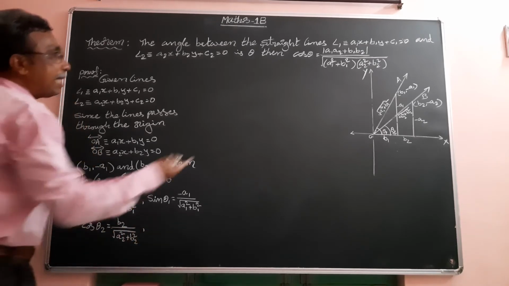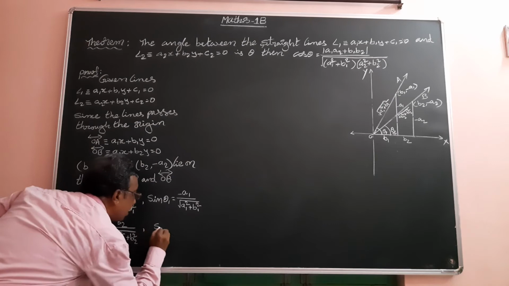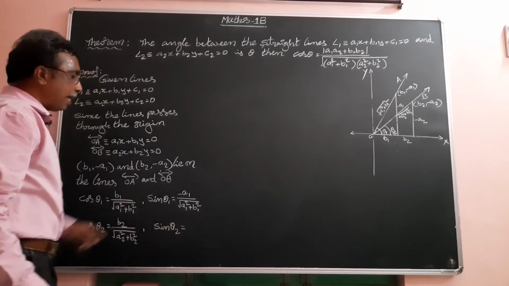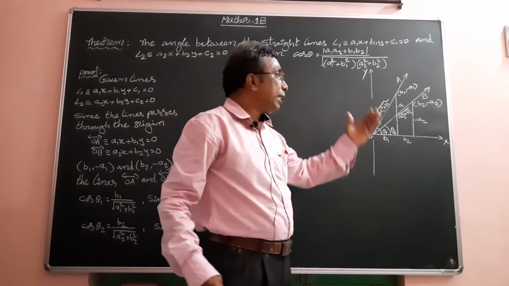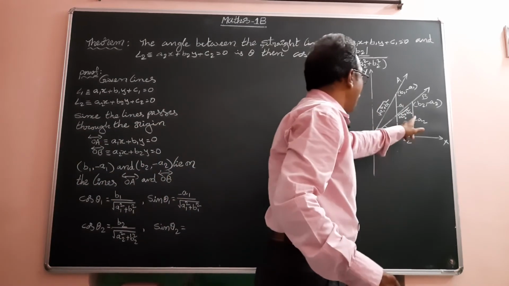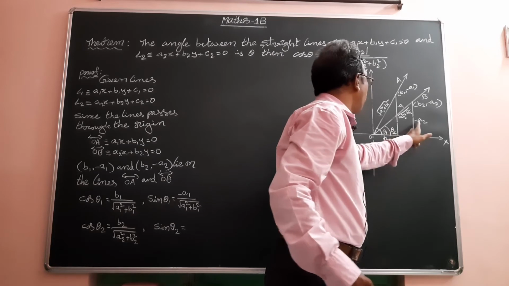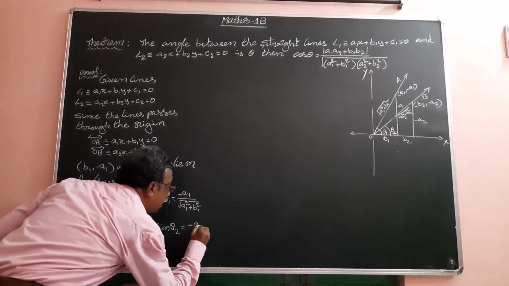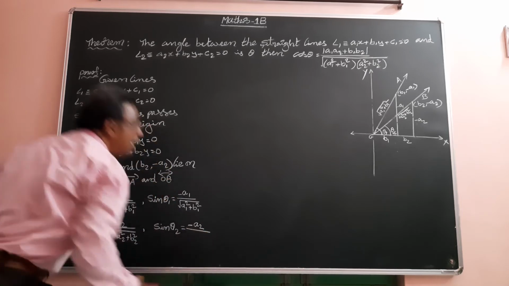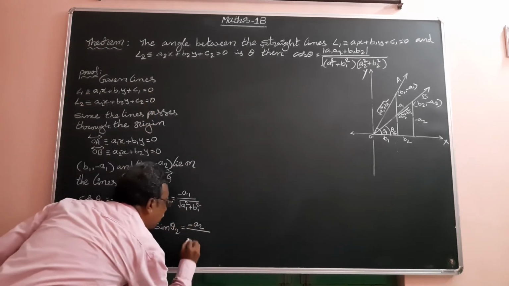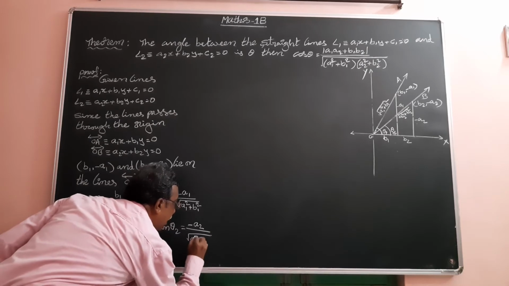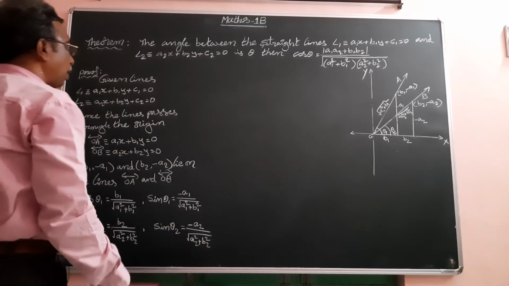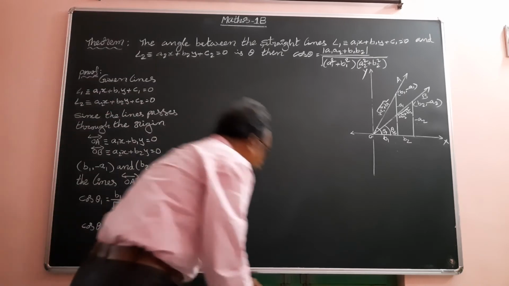Next we write sin theta 2. Sin theta 2. Sin means opposite side by hypotenuse. What is the opposite side? Theta 2 angle's opposite side, minus a2, by hypotenuse. Square root of a2 square plus b2 square.